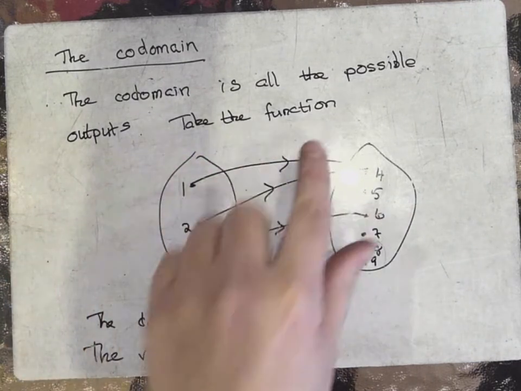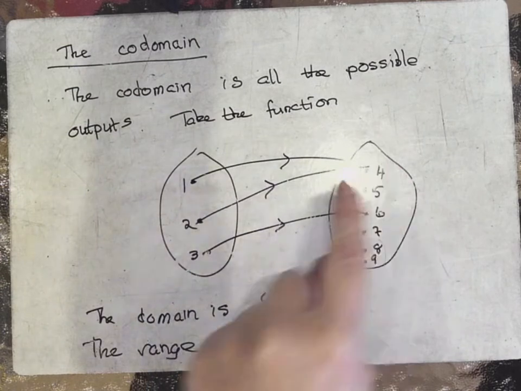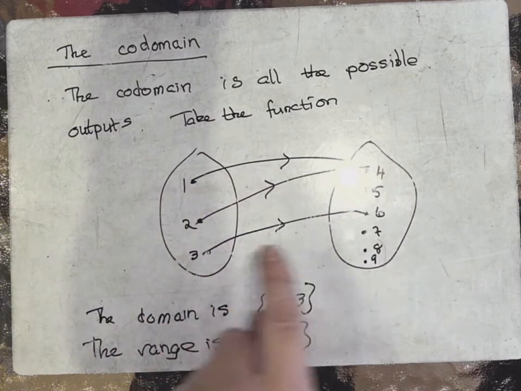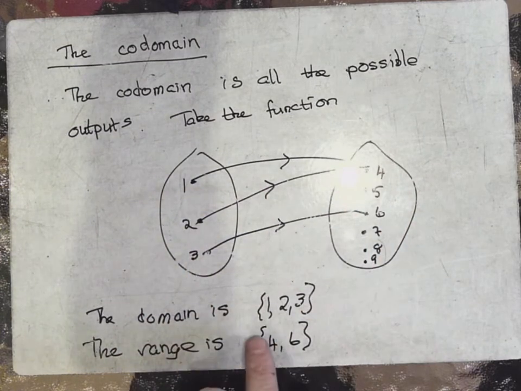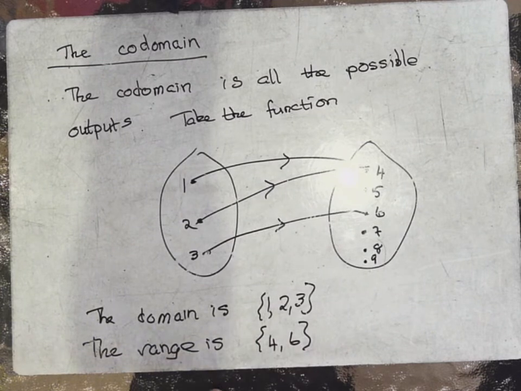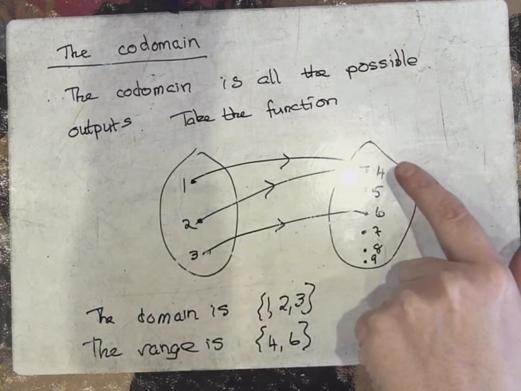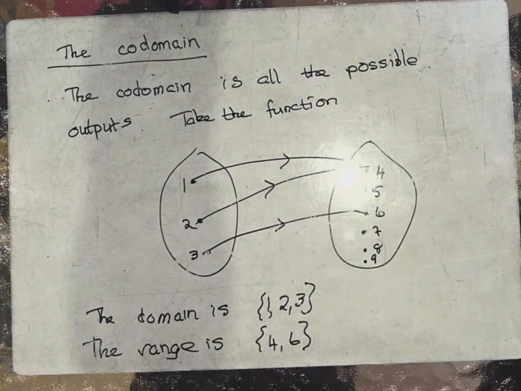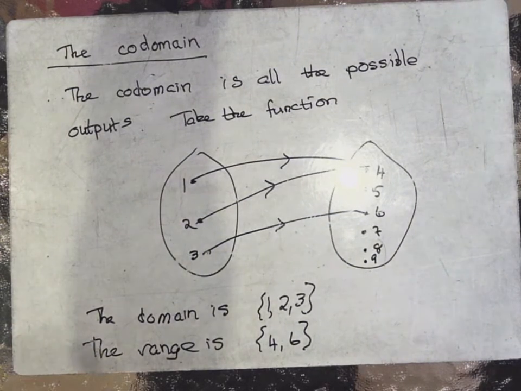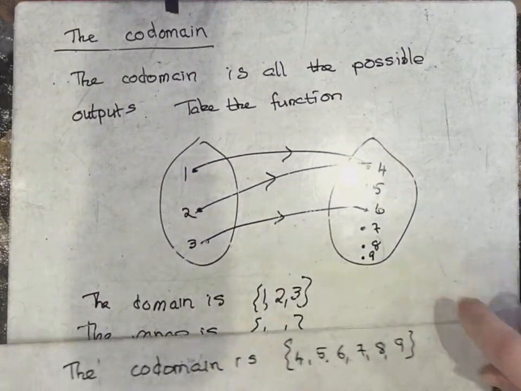For example, take the function. So we have 1 going to 4, we have 2 going to 4, we have 3 going to 6. So the domain is what we put in, which is 1, 2, 3. The range is what we get out. We only got out a 4 and a 6. But the codomain is all the possibilities we could have got out.